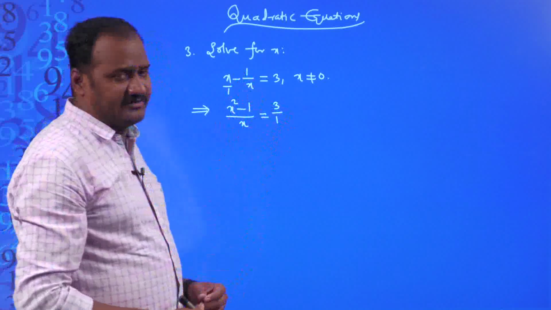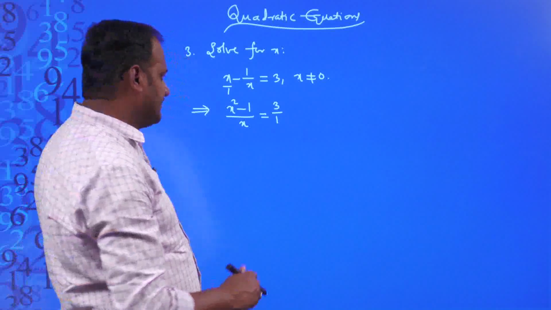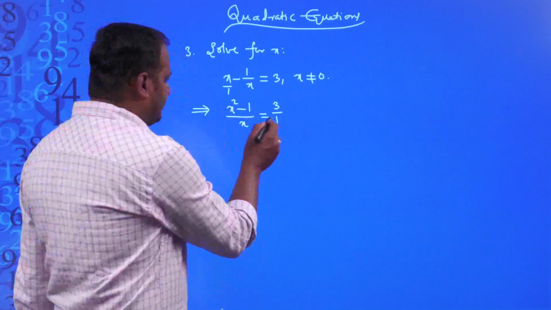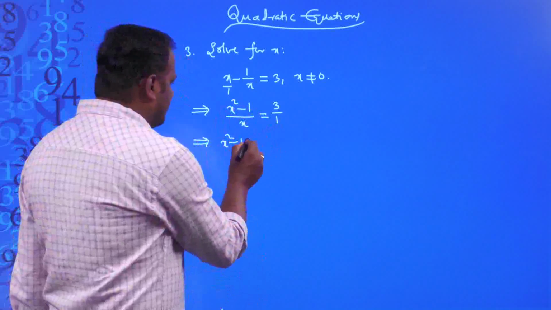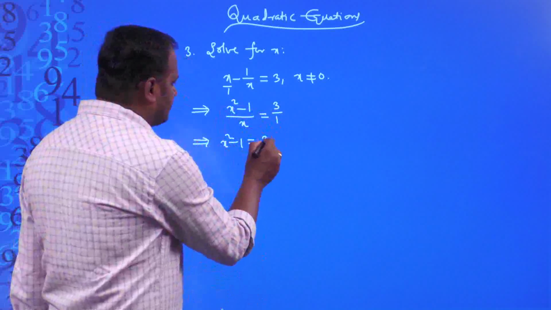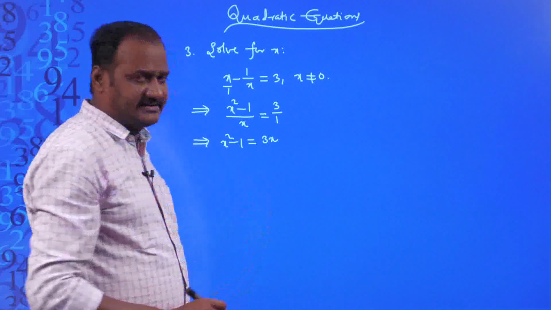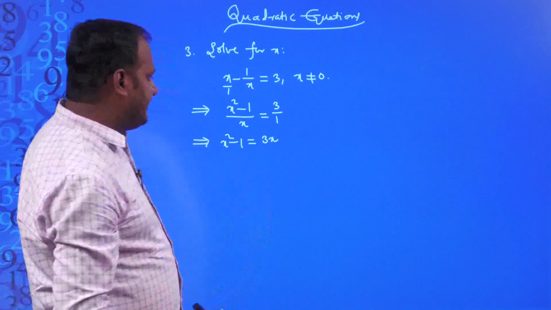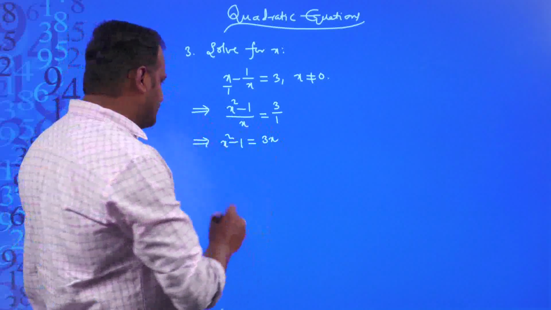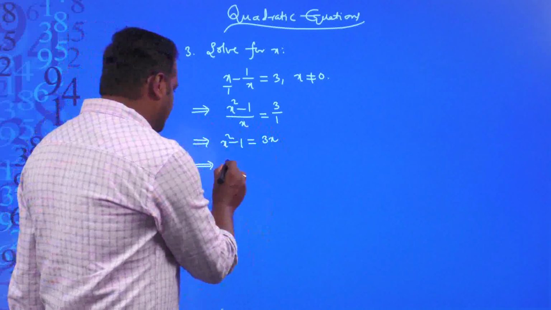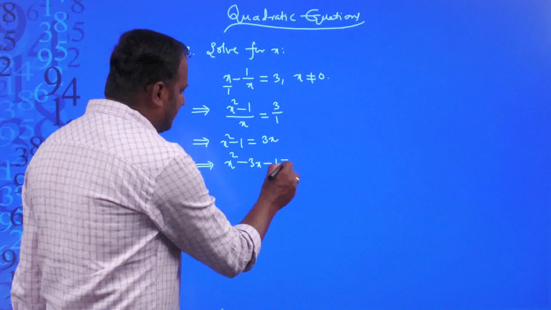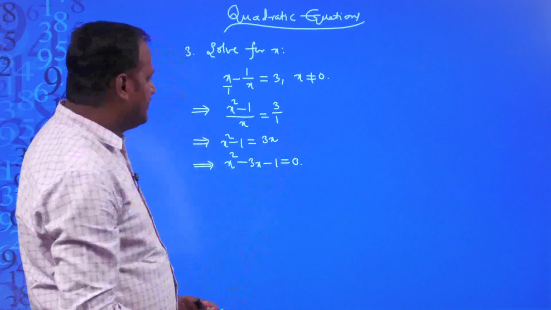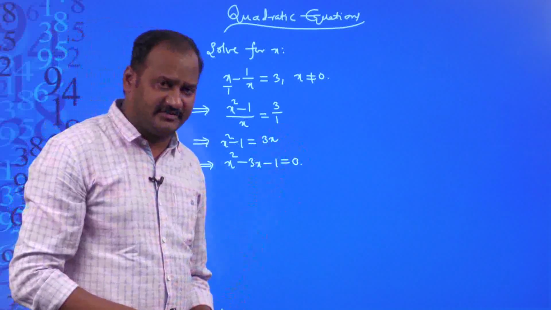Since we have two equal fractions, of course you will have to cross multiply. x square minus 1 into 1 is going to be x square minus 1, which is equal to 3 into x, which is 3x. To write it in the standard form, transpose plus 3x towards the left hand side, then it is going to be x square minus 3x minus 1 is equal to 0. So, this is the standard form of the quadratic equation.